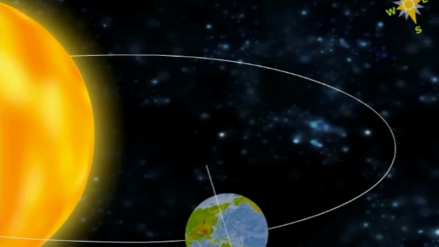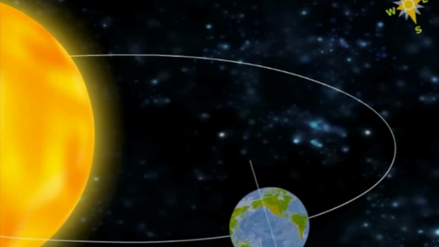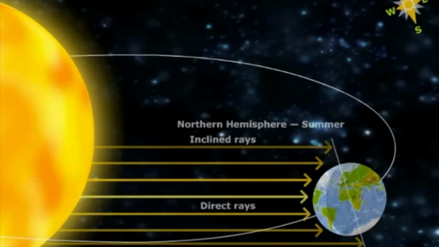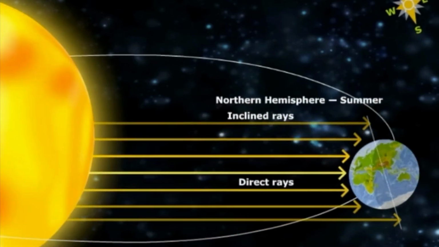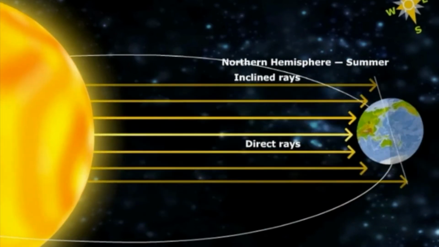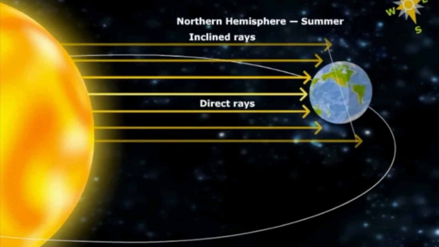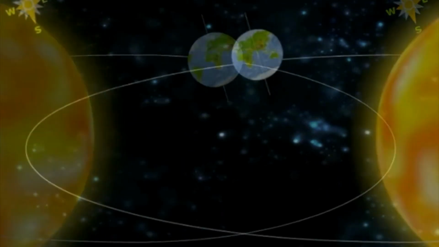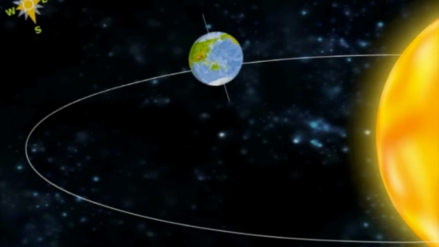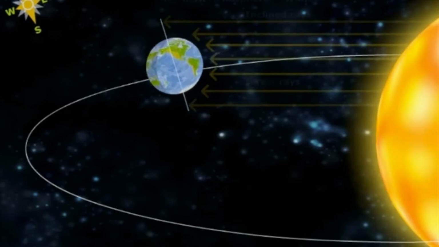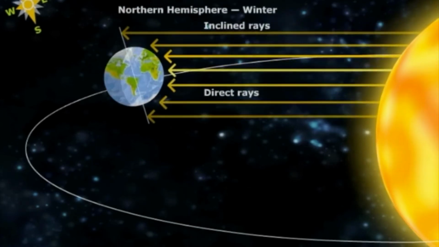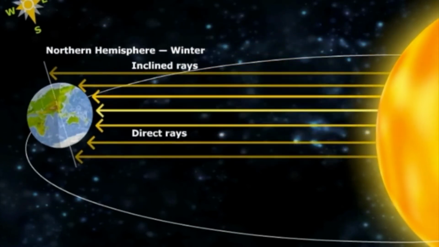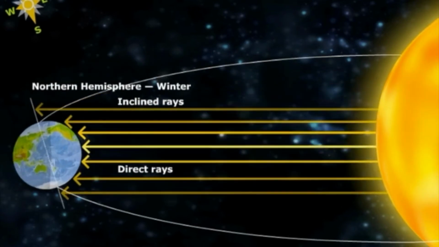On about June 21st, the North Pole is tilted toward the Sun. The Northern Hemisphere is getting the direct rays of the Sun, so the Northern Hemisphere's climate is hotter than that of the Southern Hemisphere. Six months later, when the Northern Hemisphere is tilted away, the Sun's direct rays are striking further south. This means colder weather and winter in the Northern Hemisphere, but the beginning of summer in the Southern Hemisphere.